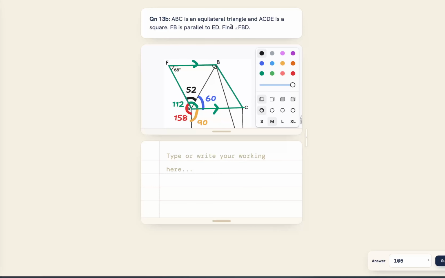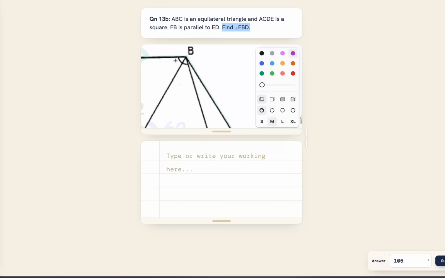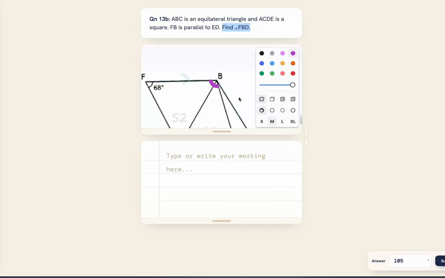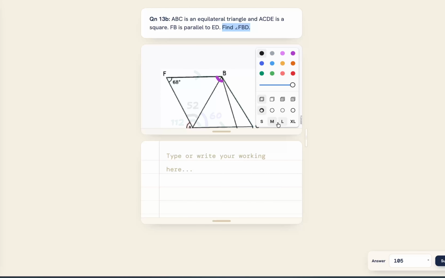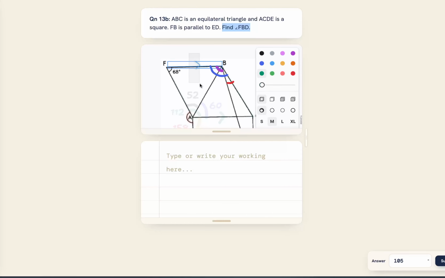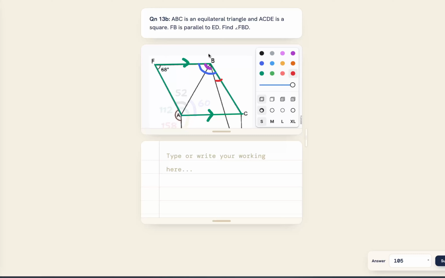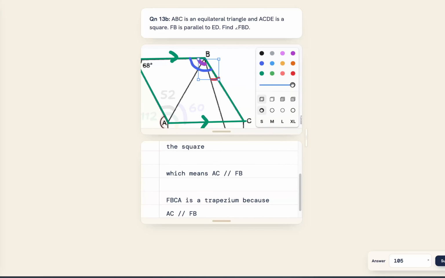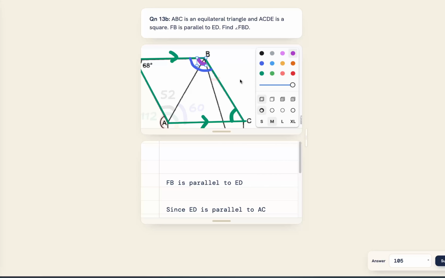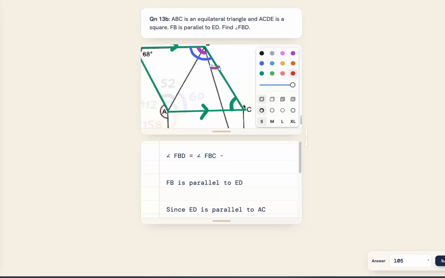So question 13 part B, find angle FBD. FBD is over here like this. So to find angle FBD, what you need is basically this big blue angle minus this small little red angle over here. So earlier we have found out that this whole thing over here, FBCA, is a trapezium. So to get this blue angle over here, we just need to find this green angle over here. But before that, let me add the equation that we wanted. So angle FBD is equal to angle FBC minus angle CBD.